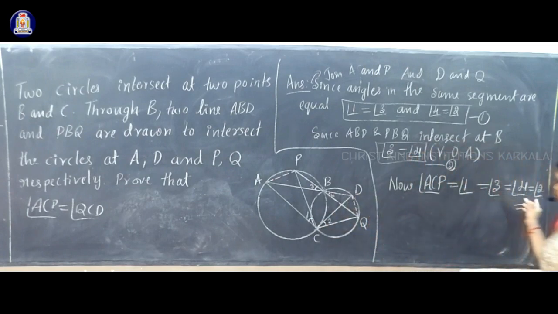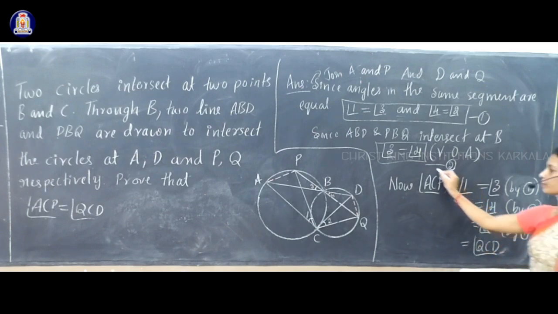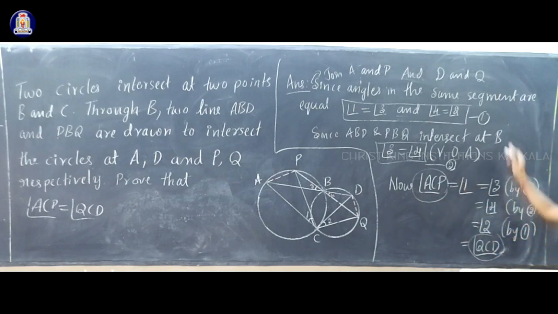The full name of that angle is QCD, and is equal to, and write one below the other: angle 1 is equal to angle 3, which we wrote by using 1. Angle 3 is equal to angle 4, there we use equation 2, and angle 4 is equal to angle 2, once again we use equation 1. Angle 2's full name is angle QCD. So we started with the angle ACP, and using 1 and 2 we got that it is equal to angle QCD.